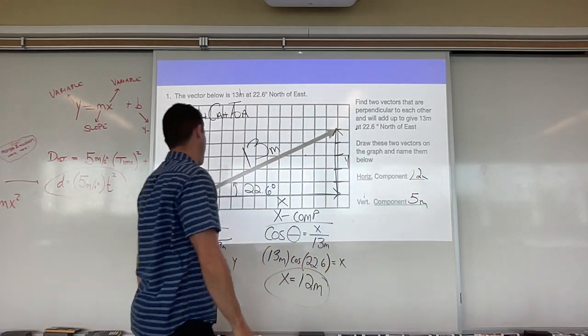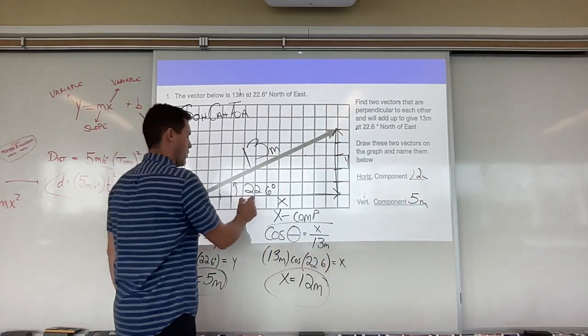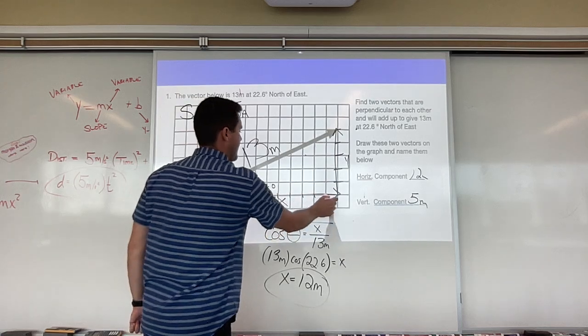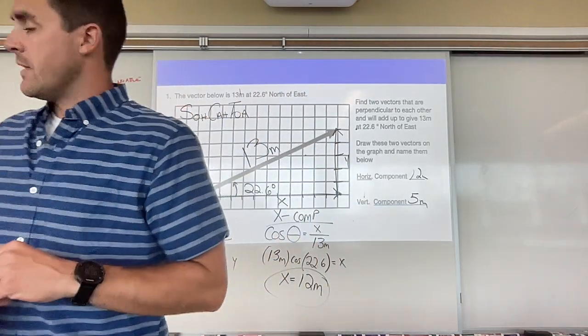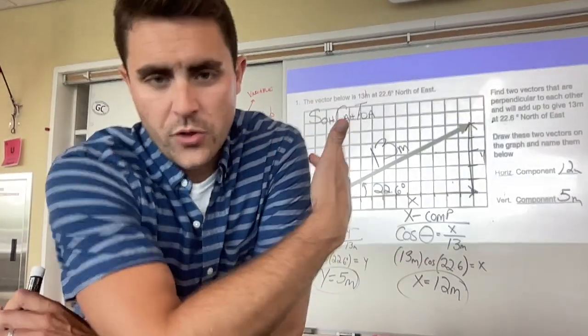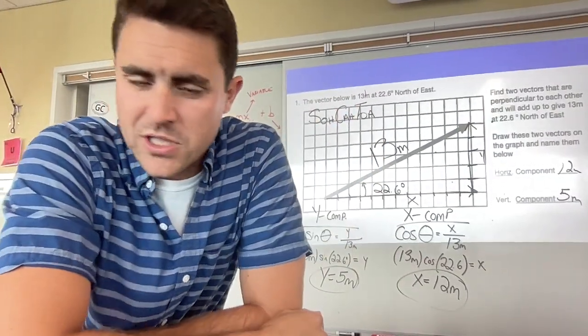And if I go ahead and do a quick check, let's go 1, 2, 3, 4, 5, 6, 7, 8, 9, 10, 11, 12. It matches my graph paper. I get 12. I get 5 for the vector, for the initial vector, the resultant vector of 13 meters at 22.6 degrees.